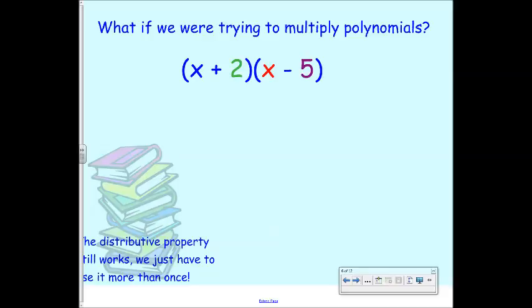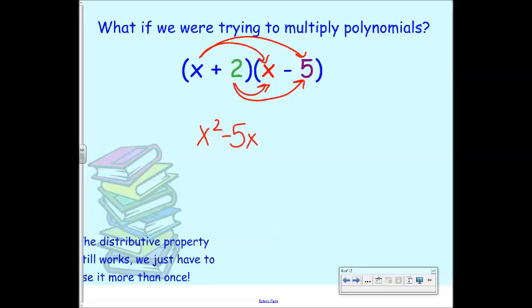So we distribute the x to everything in the parentheses over here. And then we distribute the 2 to everything in the parentheses over here. So we basically end up doing 4 multiplication problems because we do the x times everything in the parentheses and the 2 times everything in the parentheses. So when you start it, the first thing you do is x times x, which is x squared. And then you do x times negative 5, which is what? 5x, good. And then you do 2 times x, which is plus 2x. And then you do 2 times negative 5, which is negative 10.